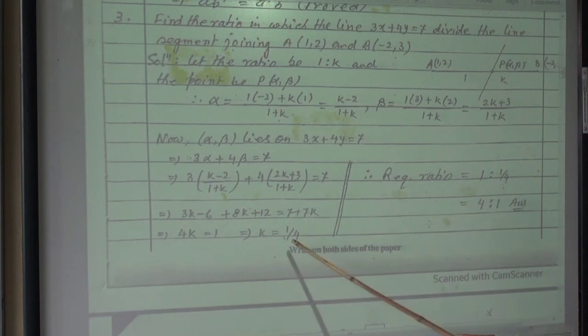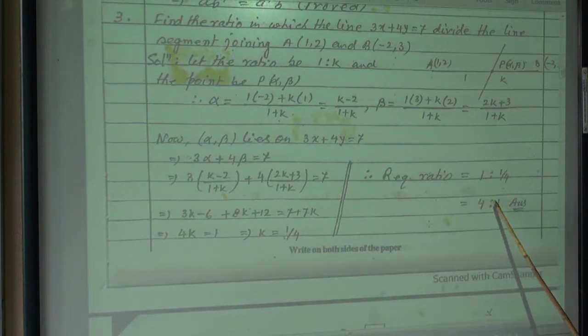If you write 1, k value is 1 by 4. And if you simplify this, multiply by 4, you will get 4 is to 1. So the required ratio is coming 4 is to 1.